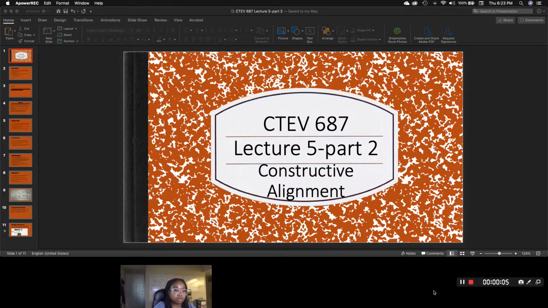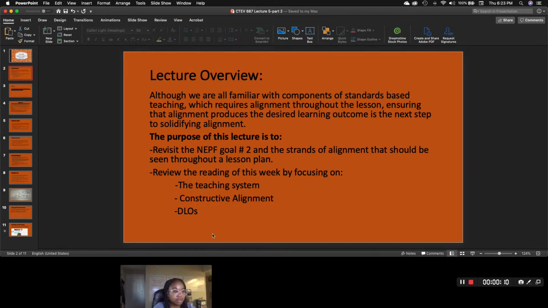So this module is really all about putting everything together. We will focus on performance goal number 2, but we'll look into teaching as a system, the way in which the article refers to it.